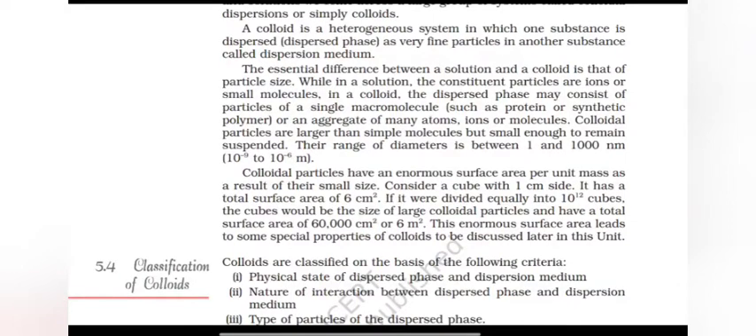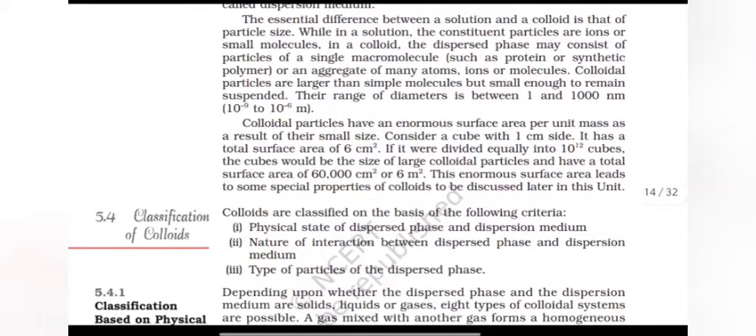While in a solution the constituent particles are ions or small molecules, in a colloid the dispersed phase may consist of particles of a single macromolecule or an aggregate of many atoms, ions or molecules. Colloidal particles are larger than simple molecules but small enough to remain suspended. The range of diameters is between 1 to 1000 nm. Nm is nanometer, that is 10^-9 to 10^-6 meter.